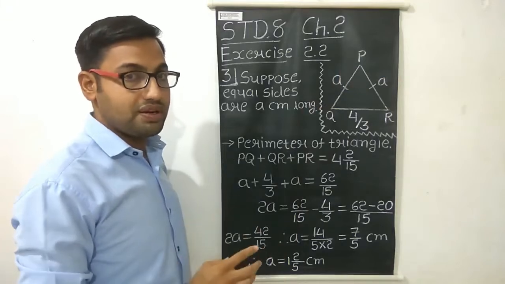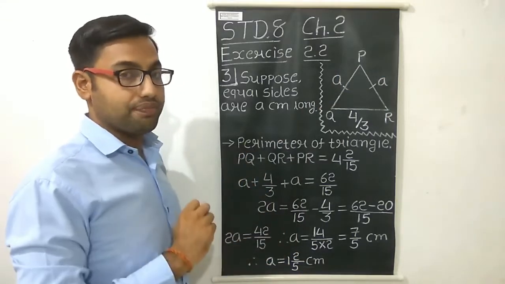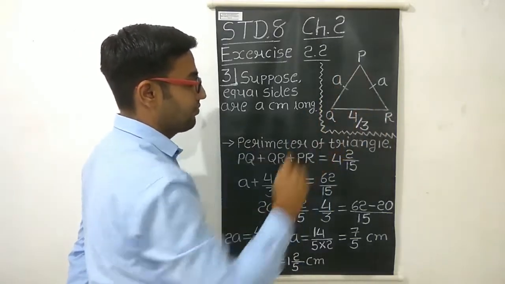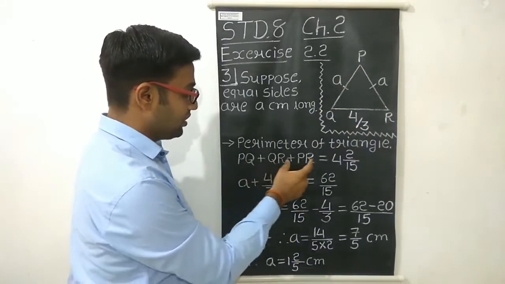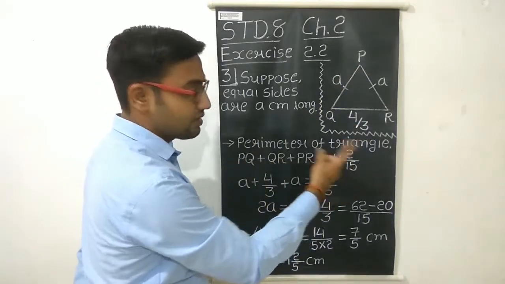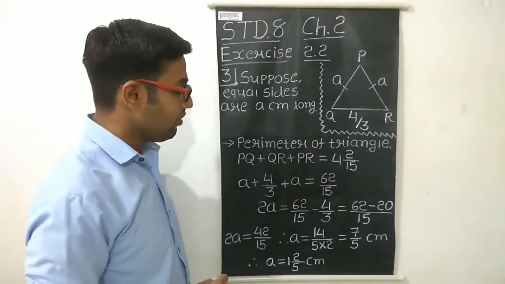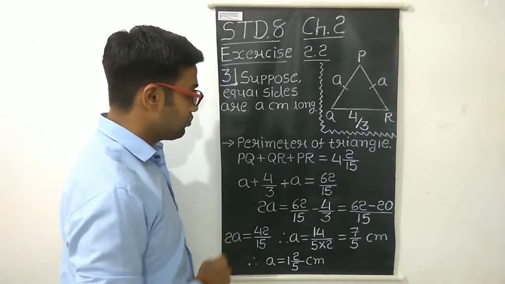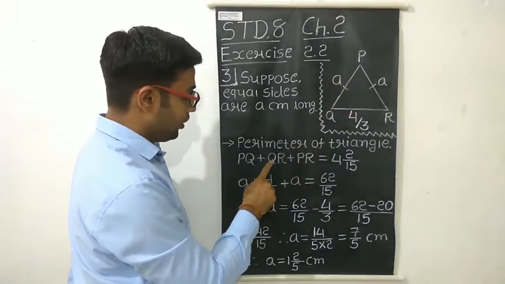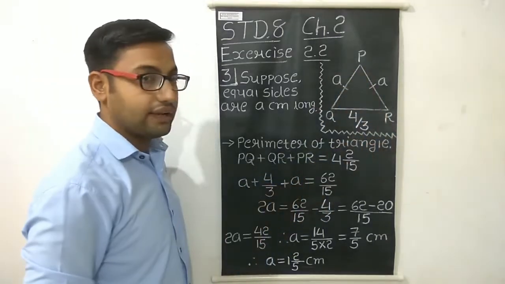Now you know what the perimeter is? Perimeter is the outer boundary of any shape. So for this triangle the outer boundary is these three sides. So the addition of these three sides is the perimeter and that is given as a mixed number 4 2 upon 15. Okay, now put down the values. PQ we can write down as a, QR is 4 upon 3 and PR is again a.